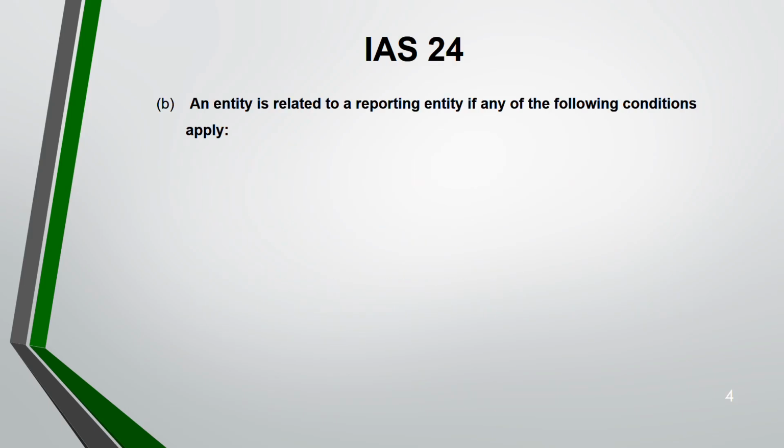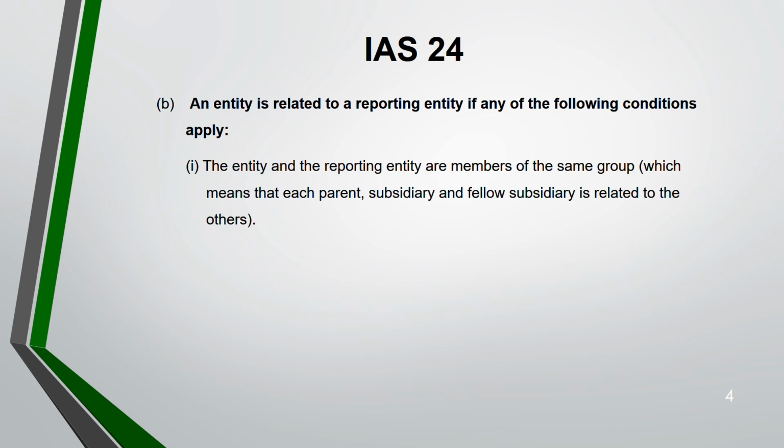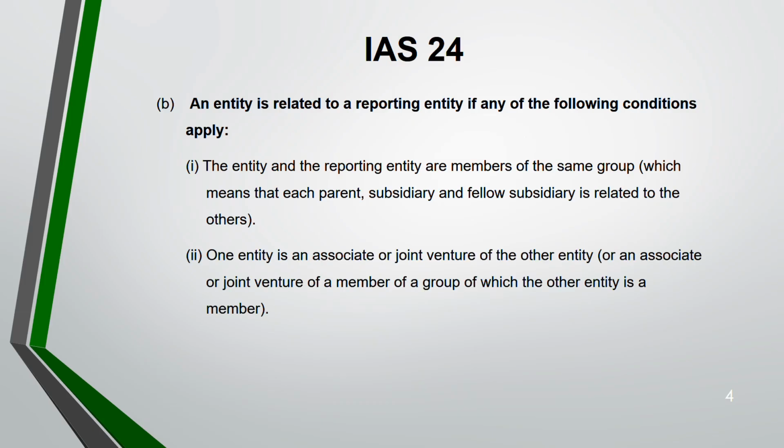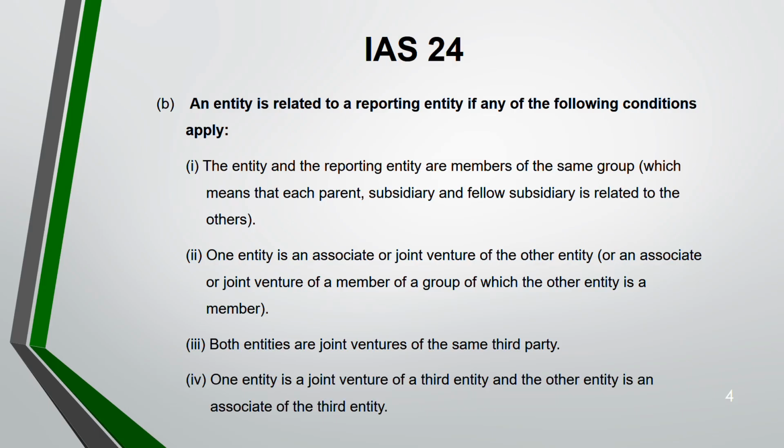Next category, B: an entity is related to a reporting entity if any of the following conditions apply. First, the entity and the reporting entity are members of the same group, which means the parent, subsidiary and fellow subsidiaries are related to each other. One entity is an associate or joint venture of another entity, or of a member of a group of which the entity is a member. Both entities are joint ventures of the same third party. One entity is a joint venture of a third entity and the other is an associate of the third entity. So that joint venture and that associate are related because both are members of that third entity.